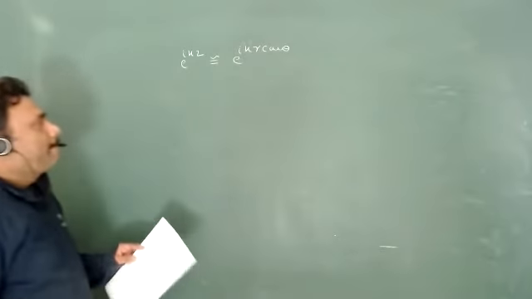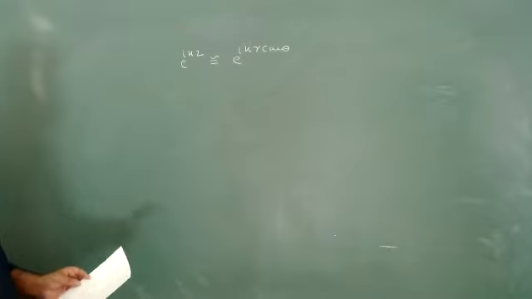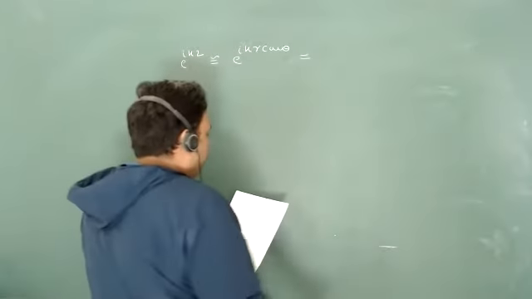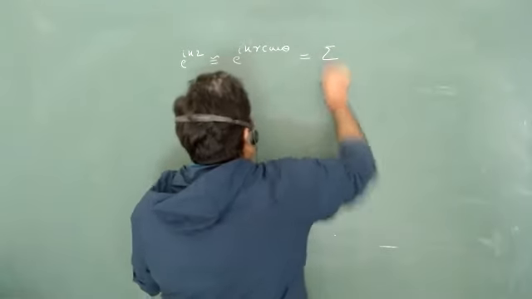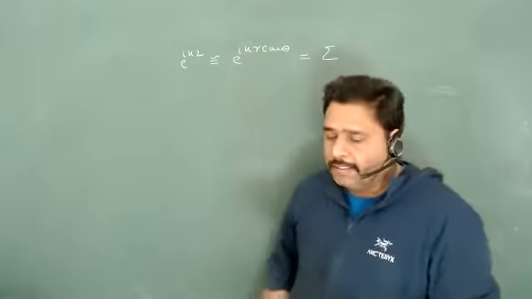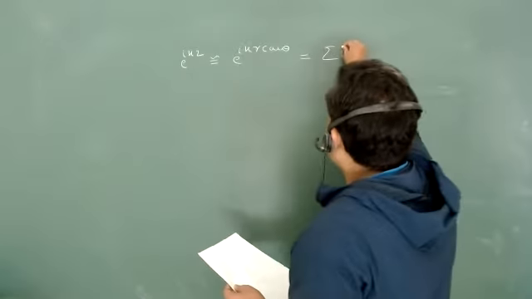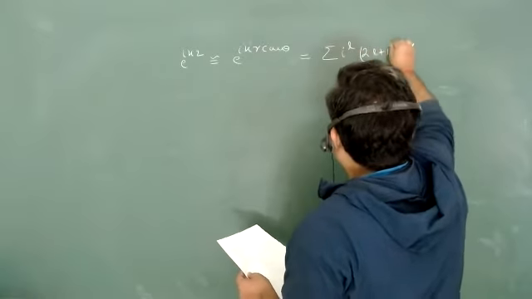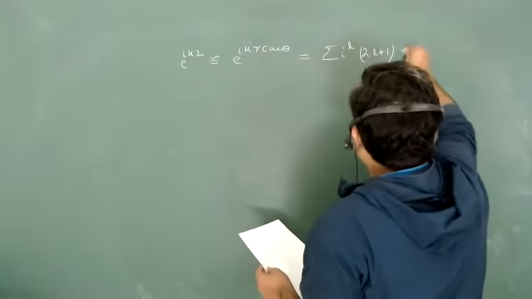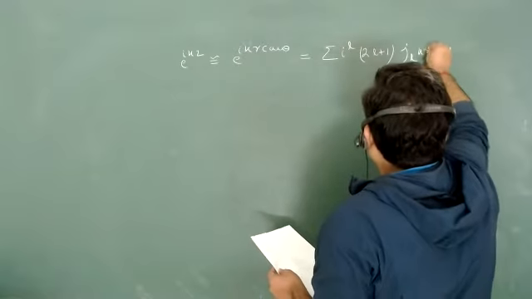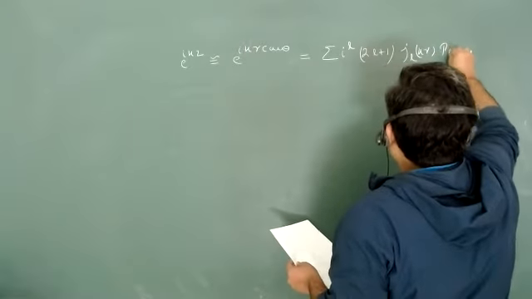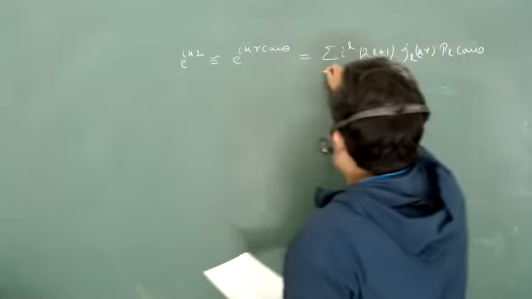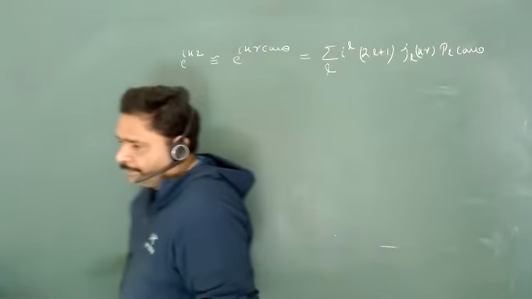We can write that, right? Yes, sir. And this can also be written as a summation of a series, and this will be something like i to the power l, (2l plus 1), j_l(kr) P_l(cos theta). You can write this particular expression as this particular series.